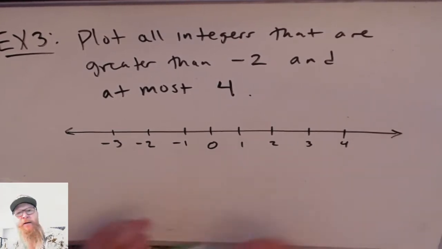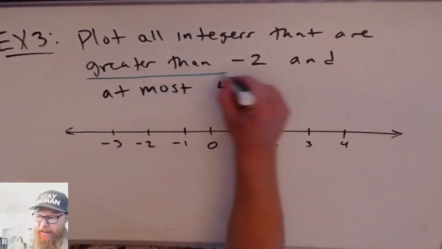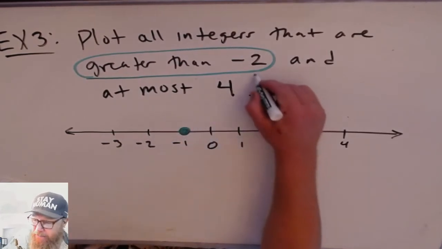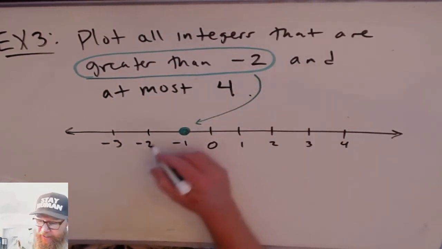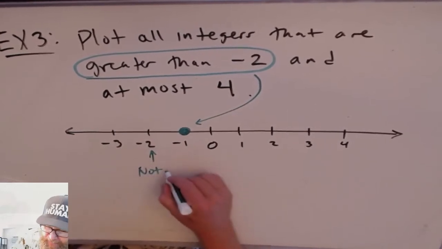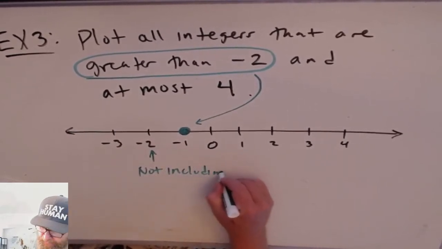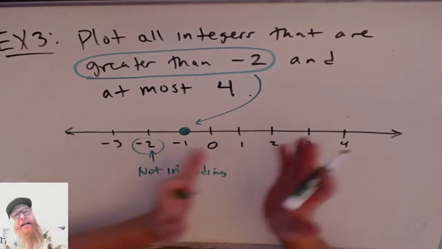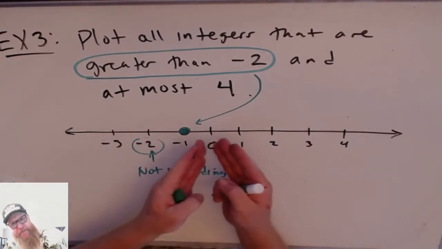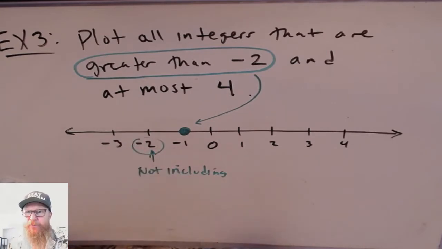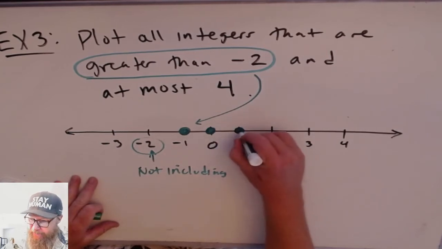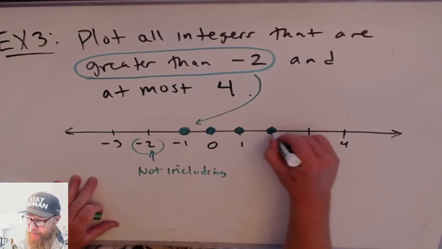All right. So greater than -2, you have to actually be more than -2, not including -2. So it has to be greater than -2. It has to lie to the right of -2, not actually equal to. So plot everybody that's to the right of -2. They have to be integers.